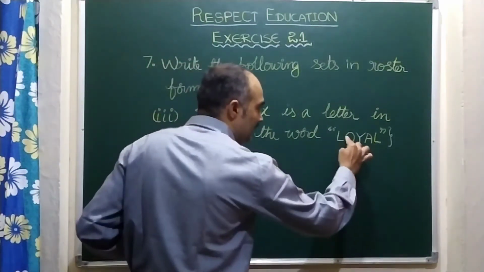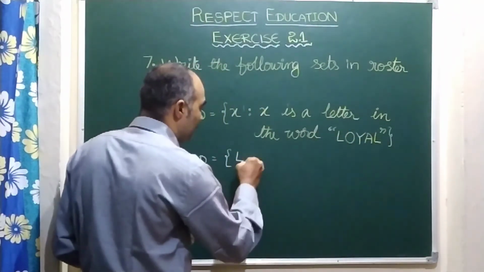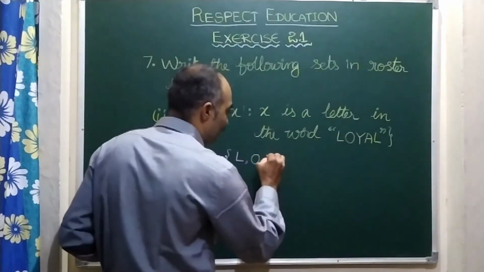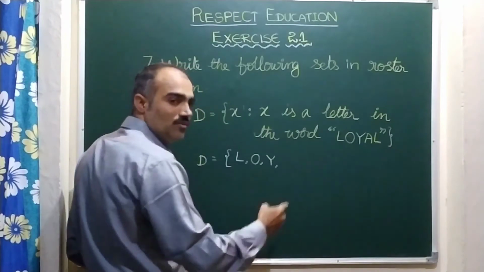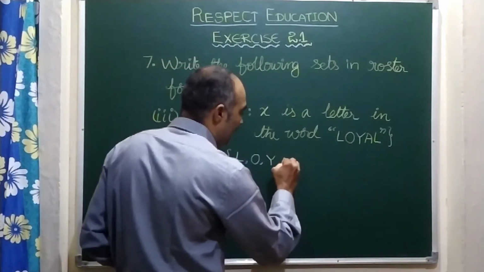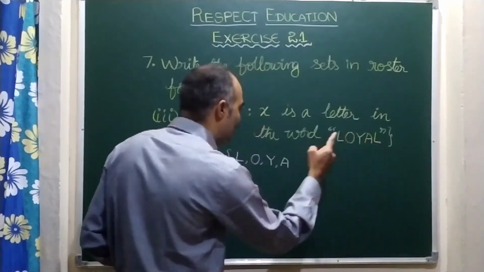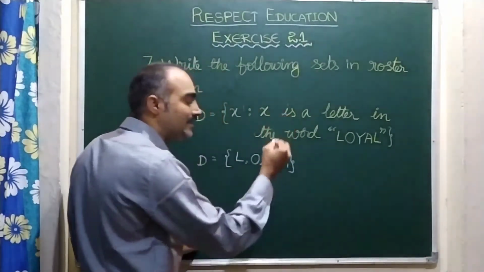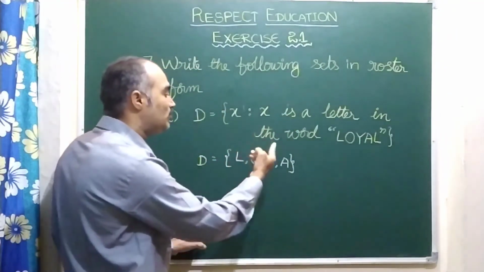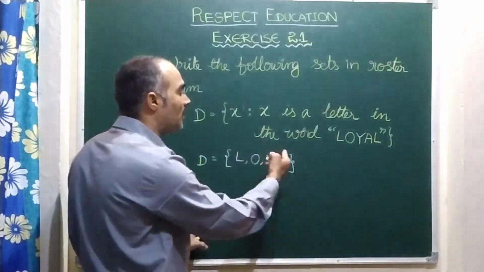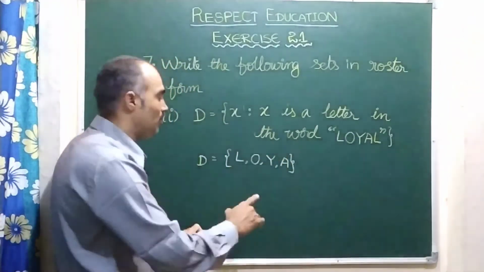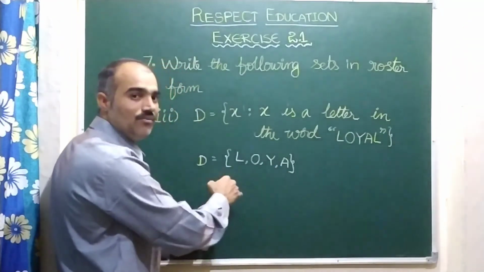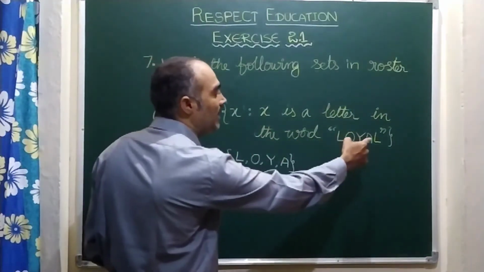In this word, let us write the first letter L, then the second one O, third one is Y, fourth one is A, and the next one is L. L is already written. As you know, a set should have distinct elements, so no element is to be repeated. That's why we should not write L again. So LOYA is the roster form for the given word LOYAL.